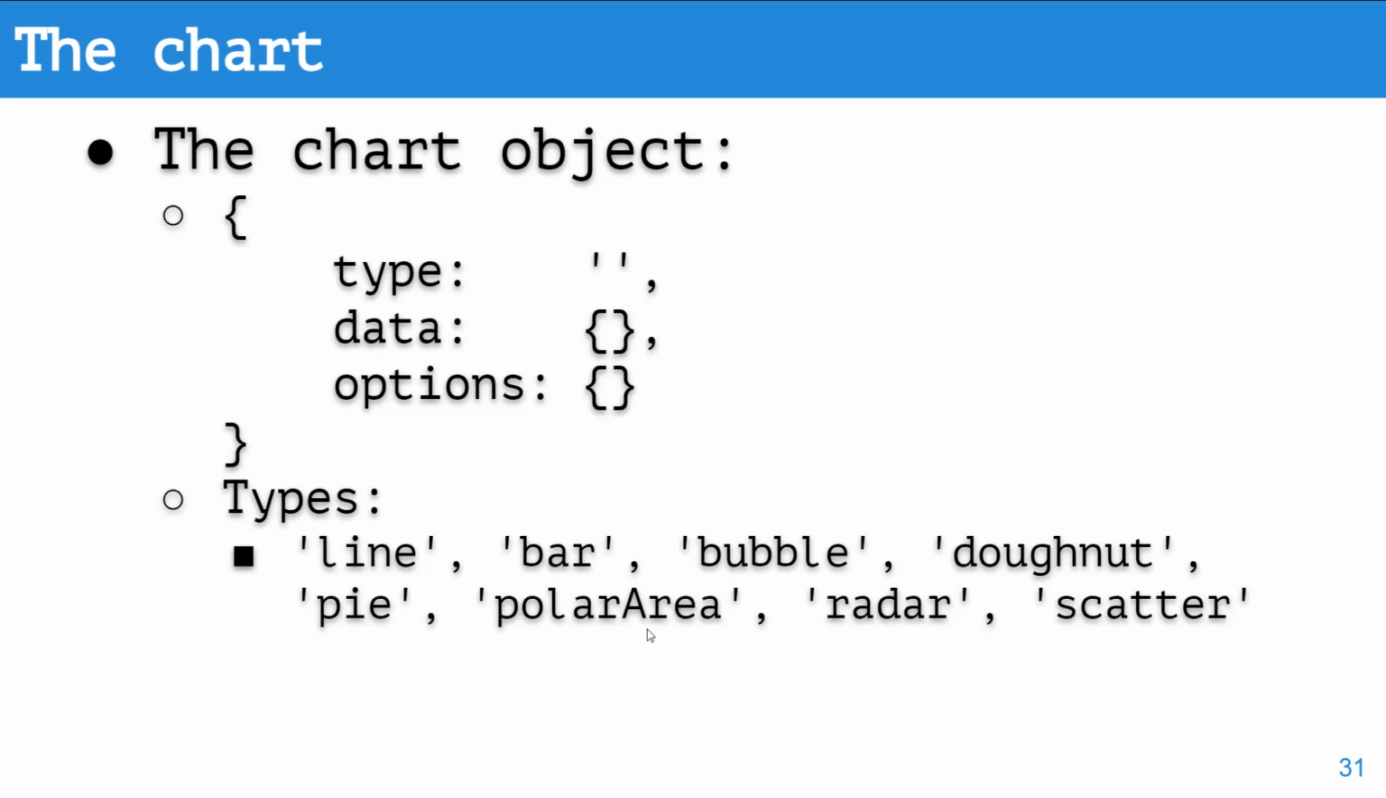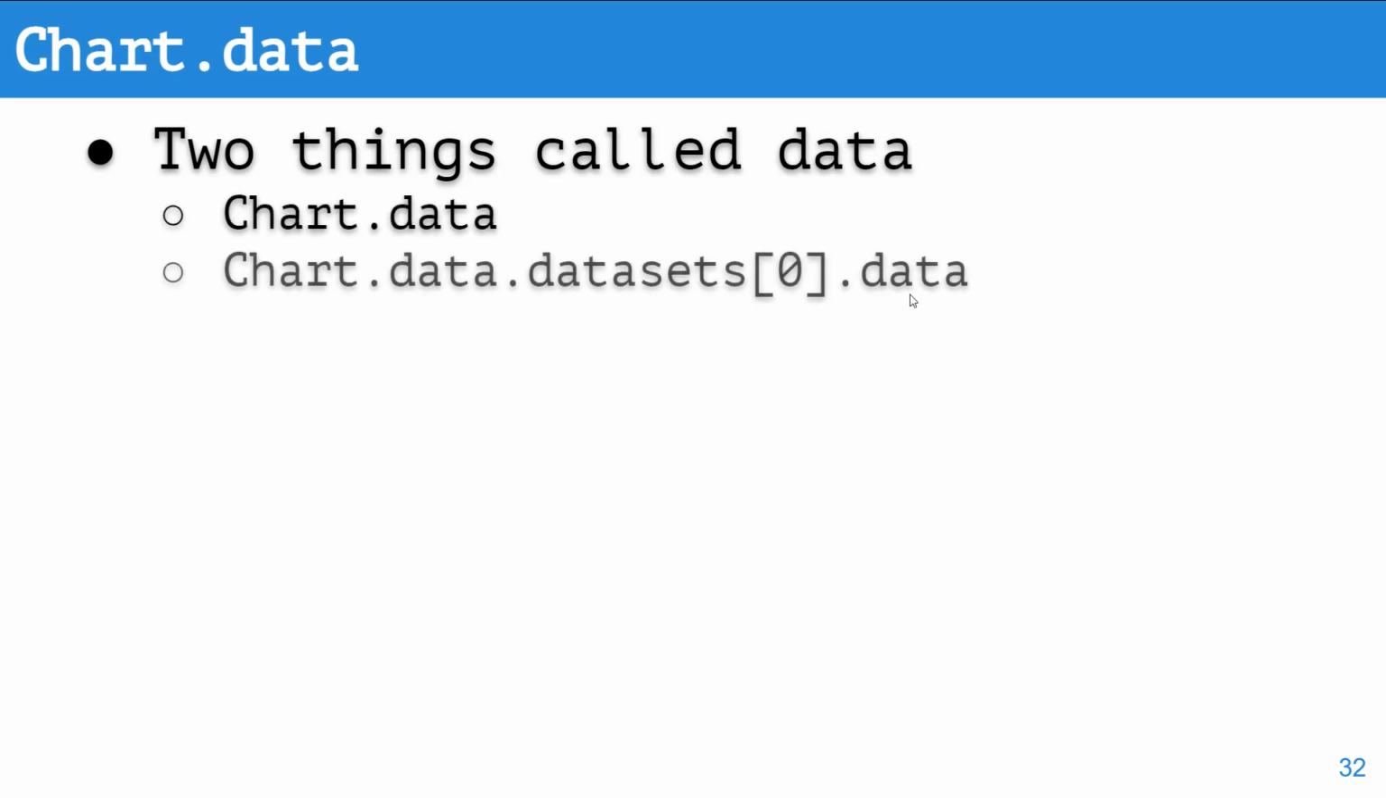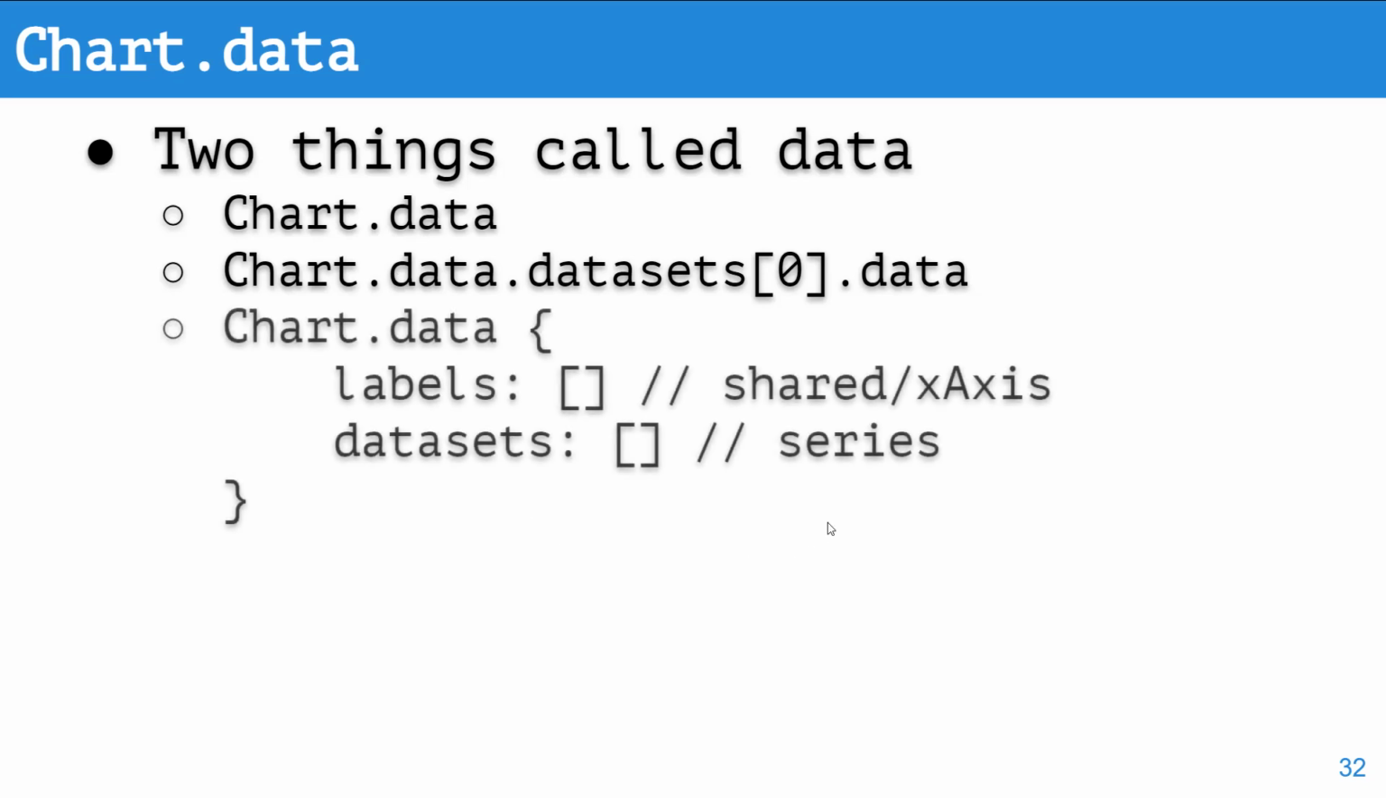Beware of the capital A, because it's case sensitive. Radar, scatter. And then data is going to be the data and datasets. Now it's chart.data. There are still two things called data that I mentioned earlier, chart.data and chart.data.datasets.data. So we're talking about the first one right now, chart.data.